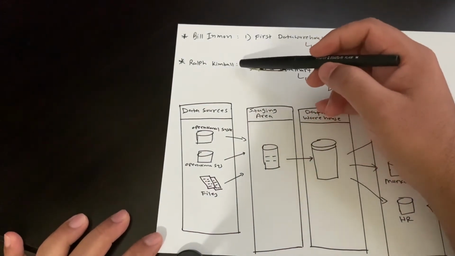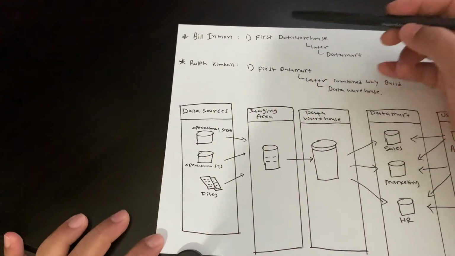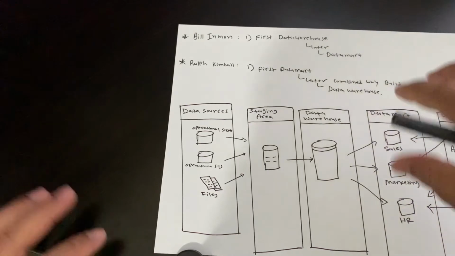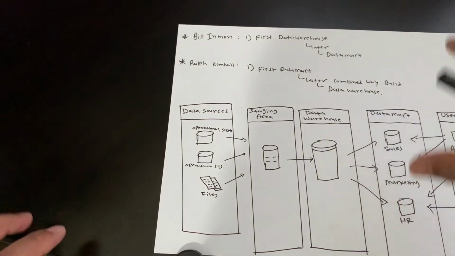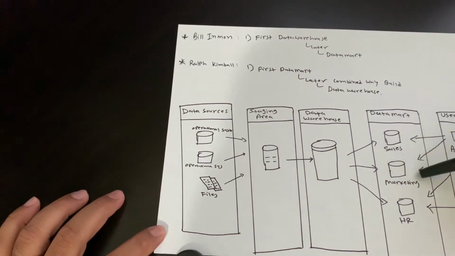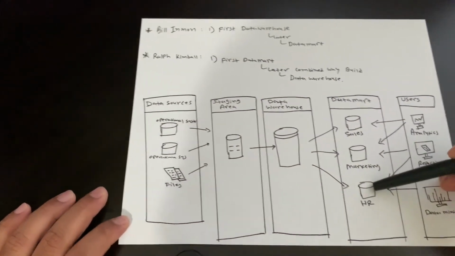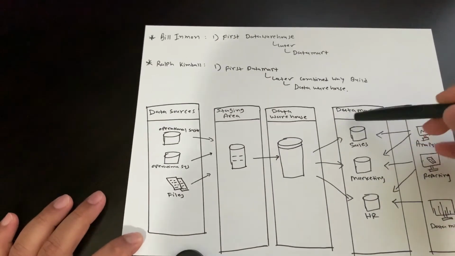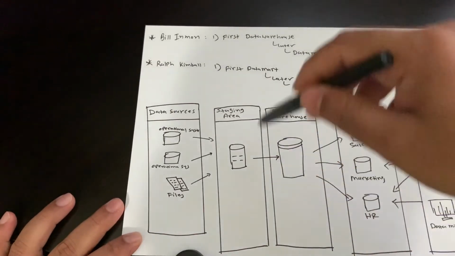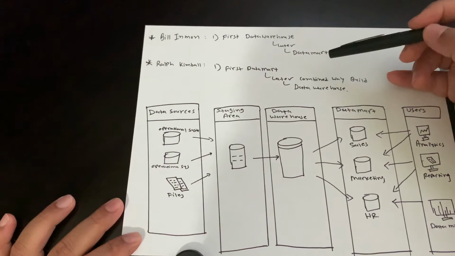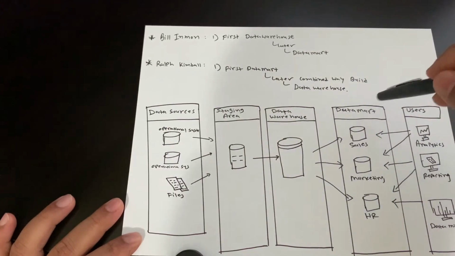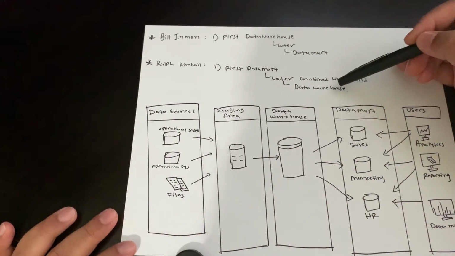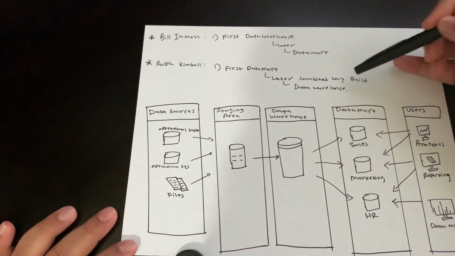On the other side, Ralph Kimball's approach is, he said, first build data marts, like individual department related data, like sales, marketing, HR. Here you can see the data marts, right? So Ralph Kimball said build data marts first, and then later on you can top up that, combine all the data marts, and then build the data warehouse. That is Ralph Kimball's approach.